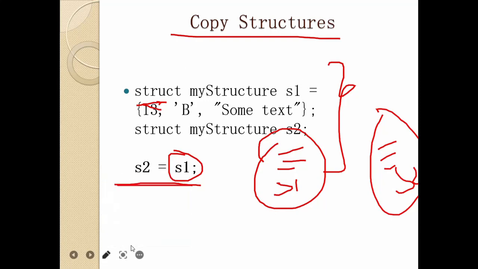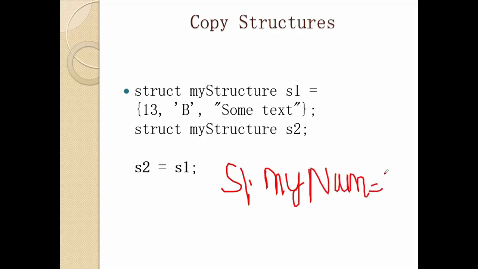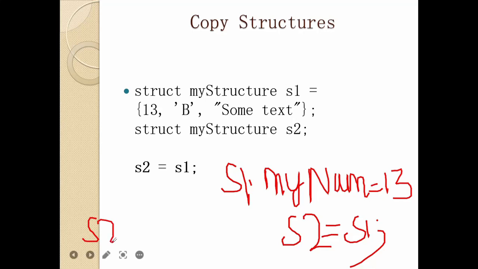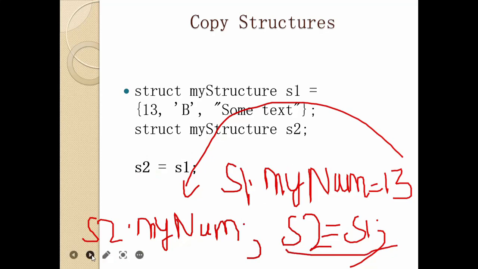To learn it properly, first we define s1, and s1 dot mynum was equal to 30, and then we wrote s2 is equal to s1. Now if we try to print s2 dot mynum, what can you expect? What would be the value that is going to be printed? That is going to be 13 only. Why? Because we have made it an equal structure, or we have copied the structure, right?